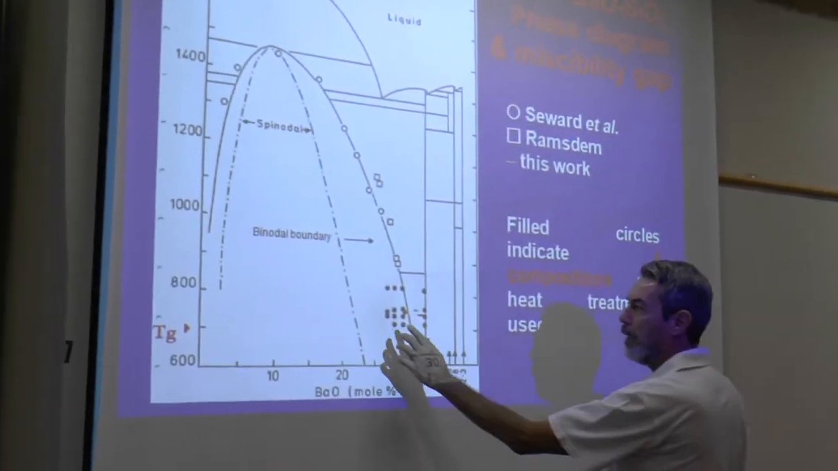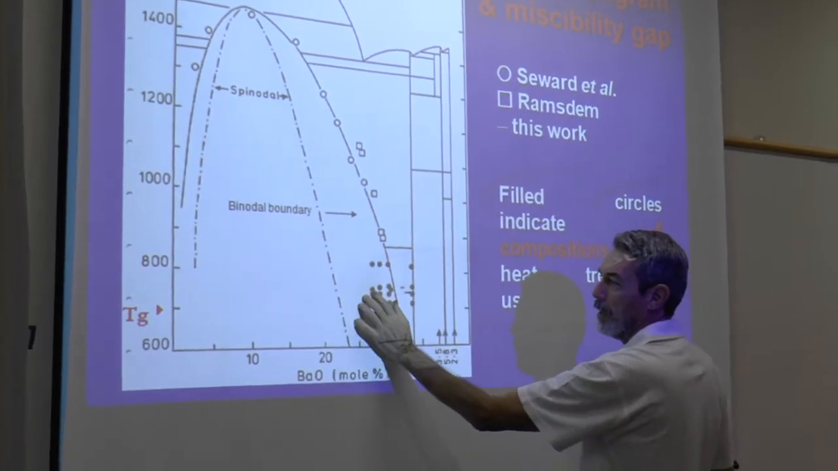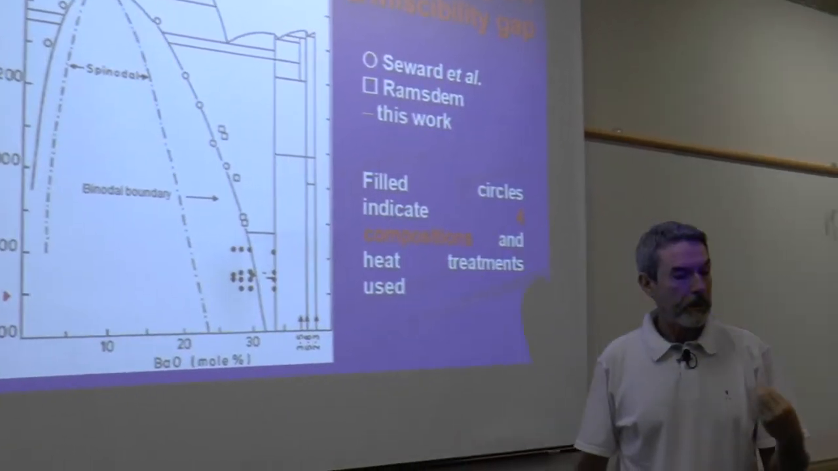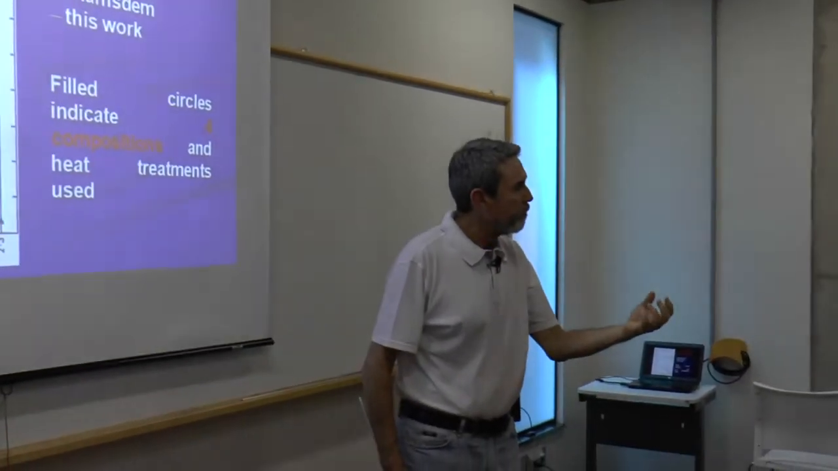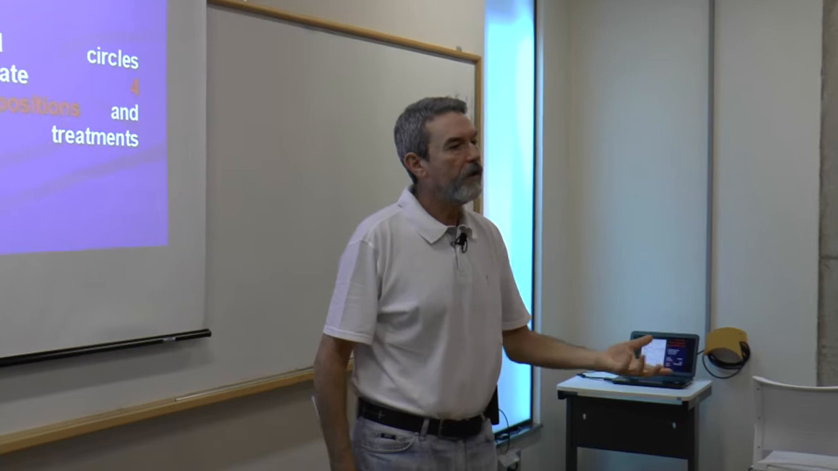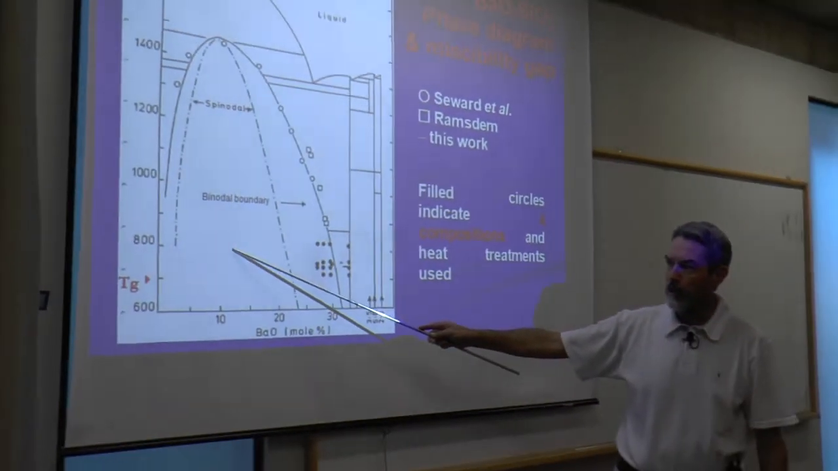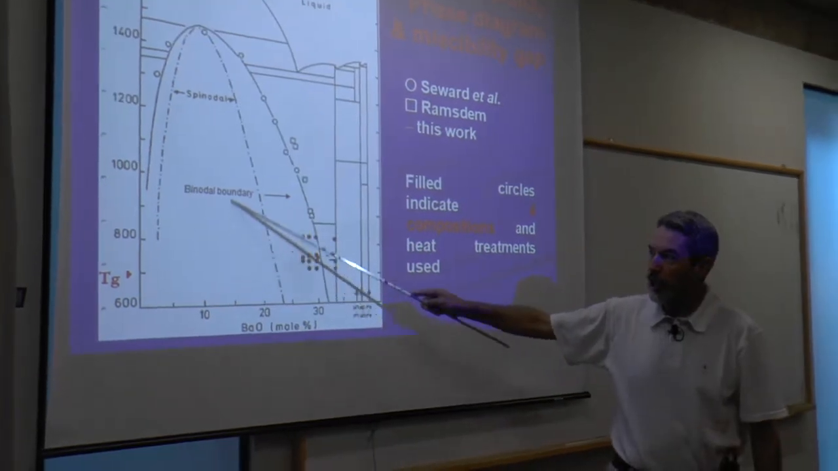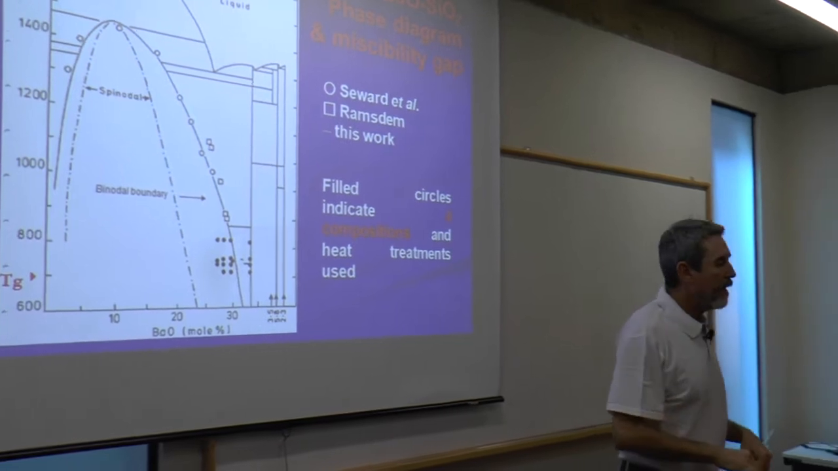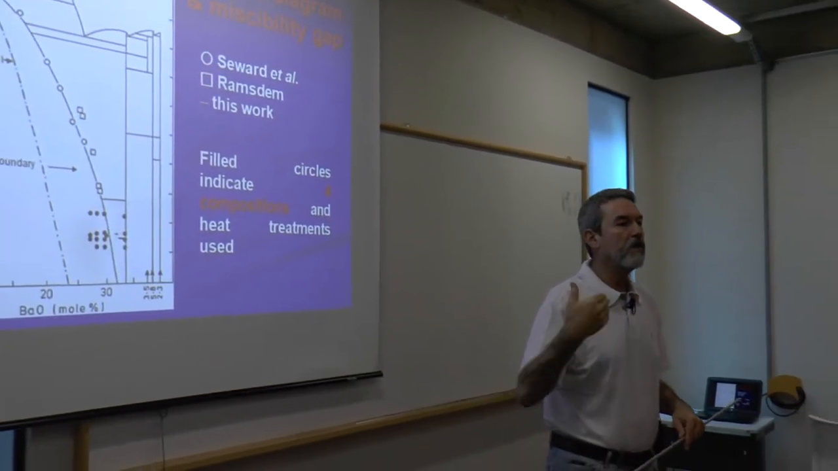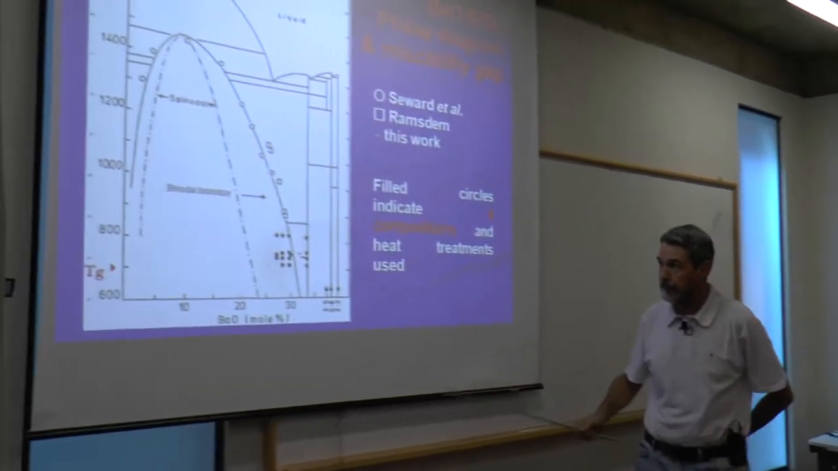Because there are two mechanisms of phase separation. If you're dealing with glasses in this region here, these droplets are formed by nucleation and growth, nucleation and growth of liquid droplets. If we are dealing with temperatures and compositions here, the phase separation takes place by spinodal decomposition. I'm going to explain this to you in a minute.